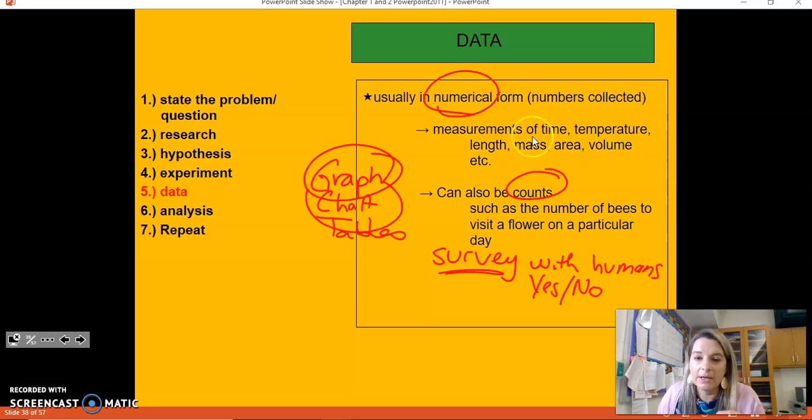The data that you collect is usually going to be in numbers because numbers can be easily graphed. However, you can also do surveys with humans with yes and no's, which can then be tabulated like into a counting system. It's all going to go whether it's qualitative or quantitative data. Quantitative is easier to use because you can graph it. Qualitative is harder to graph. You can put it in tables and charts though.